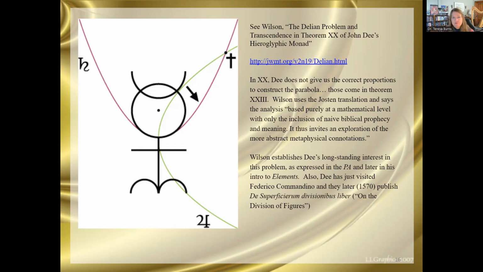We know Commandino more today as somebody who went around looking for texts, kind of like D, right? And republishing ancient Greek or Greek through Arabic treatises like this one, which actually existed in Arabic, and he put it into Latin, and then he fixed up the Latin and then published it. So they share that interest, but why would Dee be welcome at the Duke of Urbino's residence anyway?